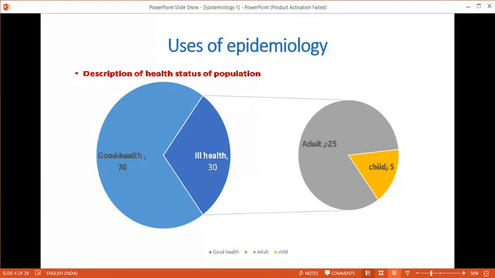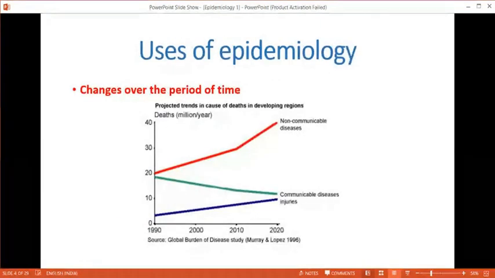How many have access to the health facilities? How many have access to the sanitary issues? How many have toilets there? How many are educated? How many people would have gone to school? How many are working? The occupational disease, how many are working? How many places they changed? All these, the description of the community can be done through the epidemiology. And also the changes over the period of time.